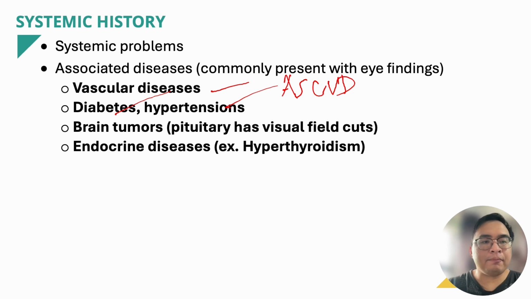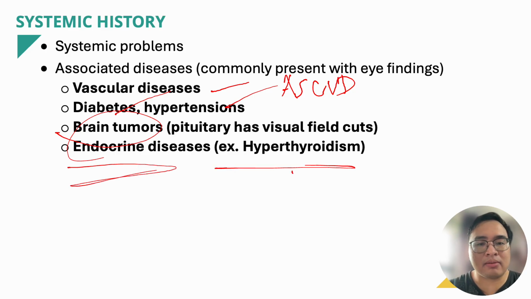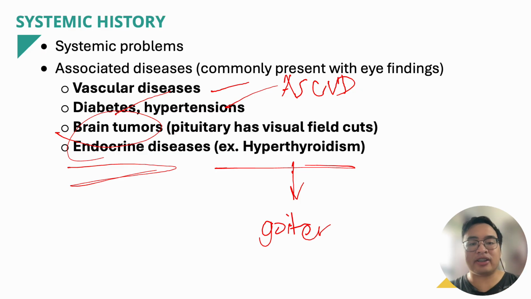Okay? You may also note some brain tumors. For example, a pituitary tumor may involve a visual field cut. What type of visual field cut we're going to learn later on. And lastly, endocrine diseases, for example, hyperthyroidism. Patients with thyroid problems may have goiter, which is an enlargement of the thyroid gland, thereby appearing as an enlarged neck.